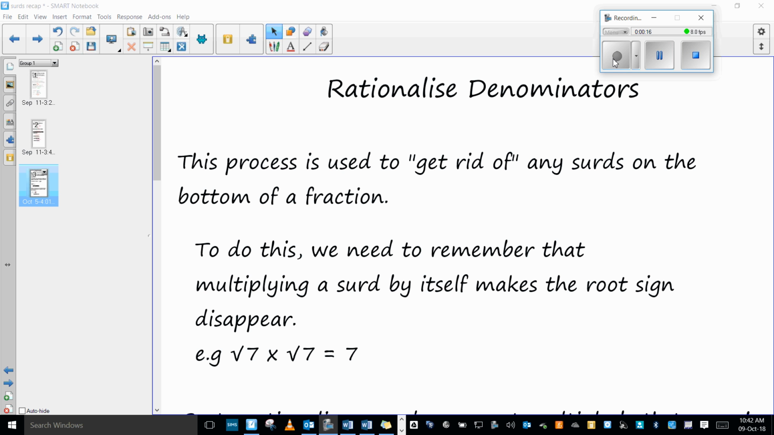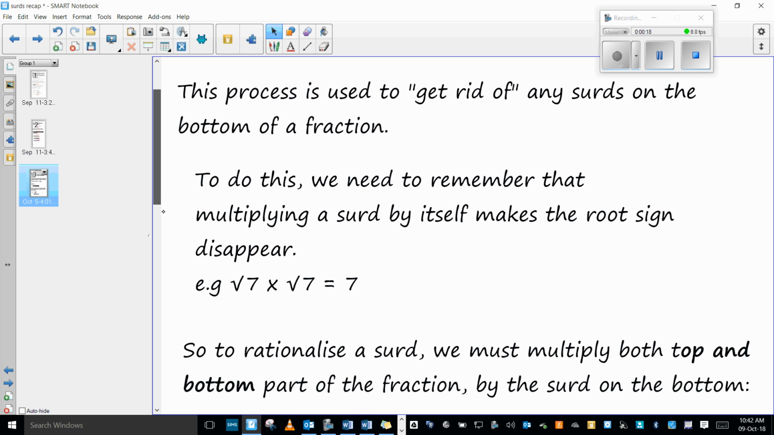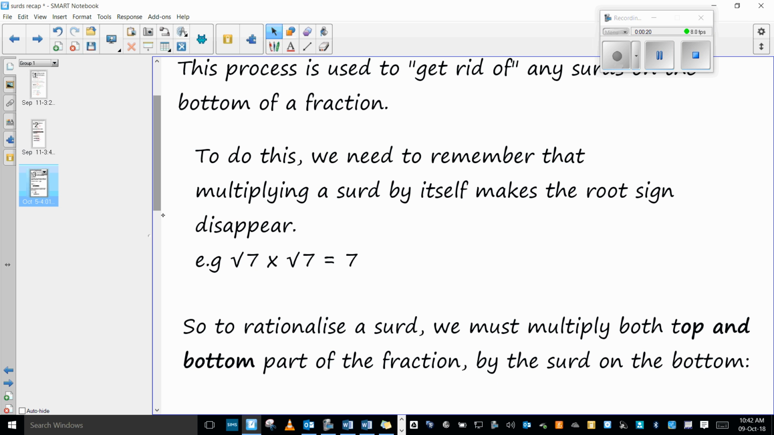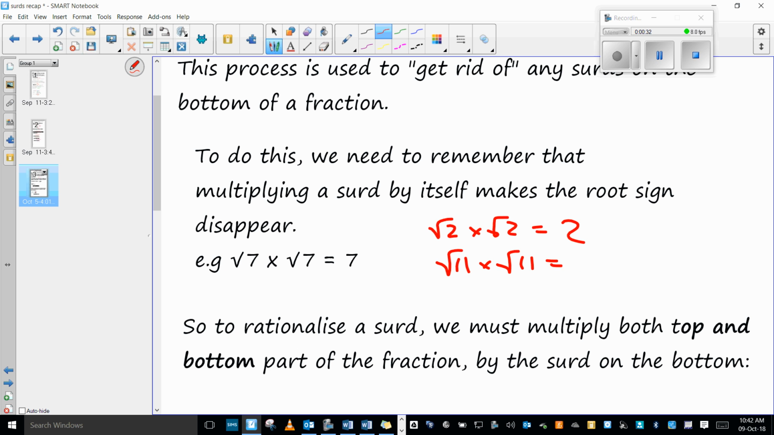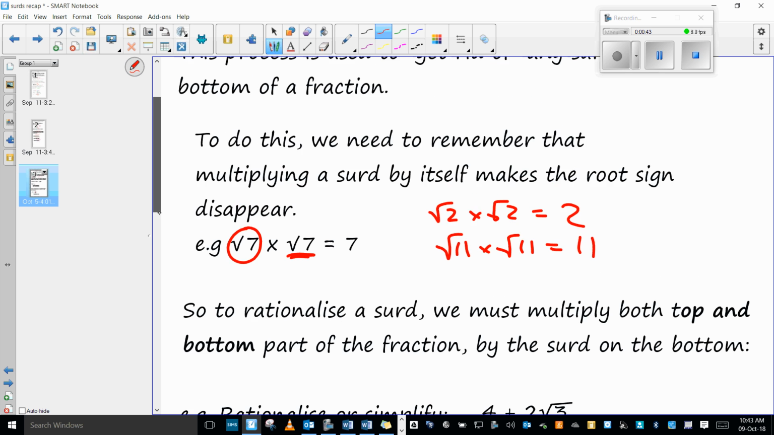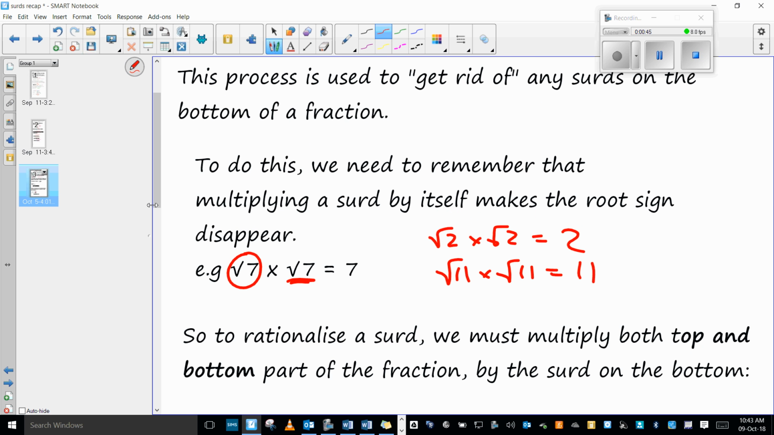We need to remember, as we just reminded ourselves, that if, for example, we had root 7 multiplied by root 7, our answer would be 7. If we had root 2 multiplied by root 2, it would be 2, root 11 multiplied by root 11, 11, and so on and so forth. Yes? So as long as we're multiplying a square root by its partner, or squaring it, we can get rid of the square root. Now note, we're only worrying about getting the square root on the bottom of the fraction. Okay, we don't care about the top.